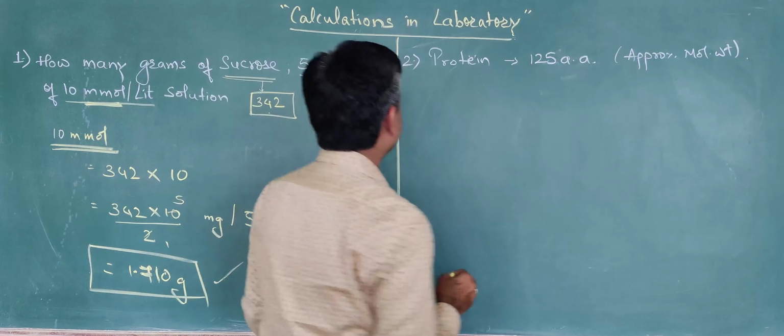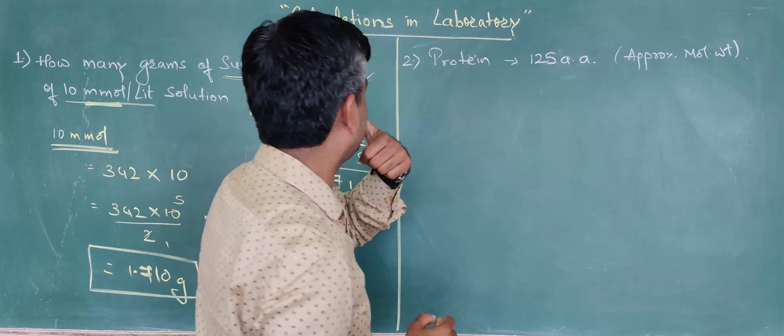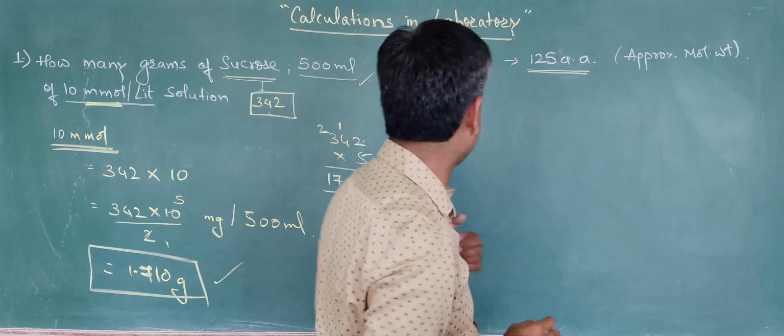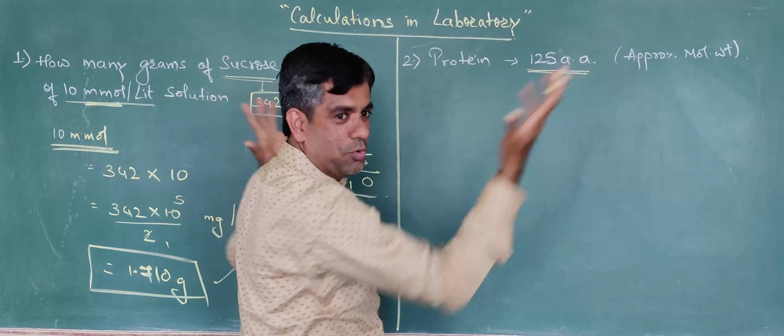Here we have a protein which has around 125 amino acids. I don't know which protein it is. Anyways, an imaginary protein.